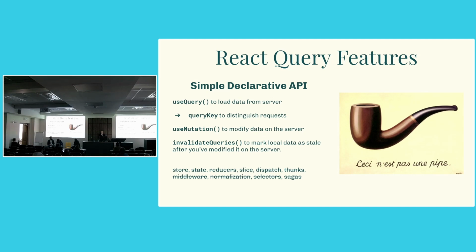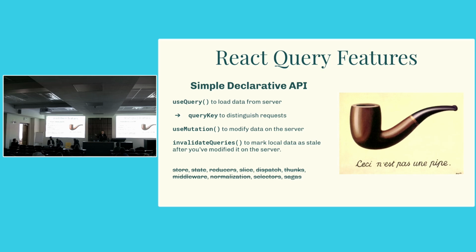One of the nicest things about React Query is it has a very simple declarative API, especially compared to Redux. So I can tell you right now, there's 4 main concepts you need to know to use React Query. First is this useQuery function. You have some data you need to load from the server. You use useQuery to define how to get that data from the server. And as part of that, you need to define a query key, which is just an array of strings that distinguishes requests. And as we'll see, React Query uses that to deduplicate requests.